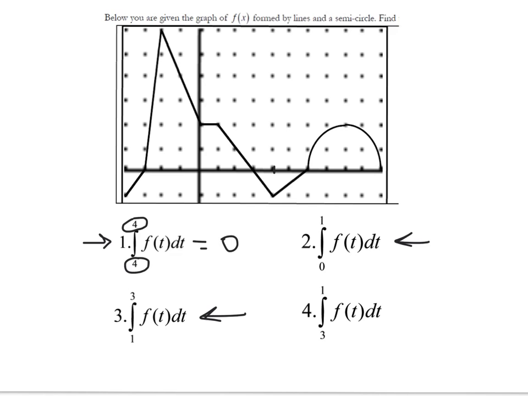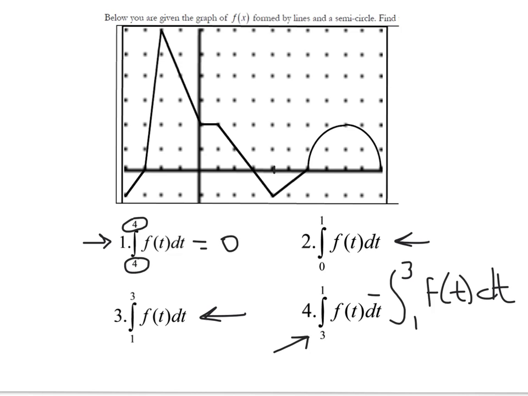Okay, now that you've paused the video, we're going to do 4 together. Now 4, I immediately notice that the order is incorrect because the lower limit should always be at the bottom of the integral symbol, the smaller value. So correctly written, this would be the opposite of the integral from 1 to 3 of f of t dt.